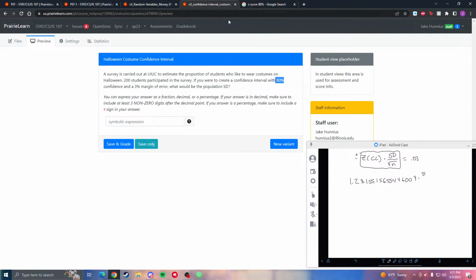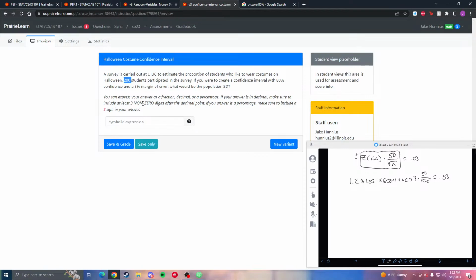So standard deviation over the square root of n. N is 200, so the square root of n is the square root of 200. And we set that equal to our 0.03. Square root of 200 is a weird number, so I'm not going to write it out. But we multiply that times 0.03.